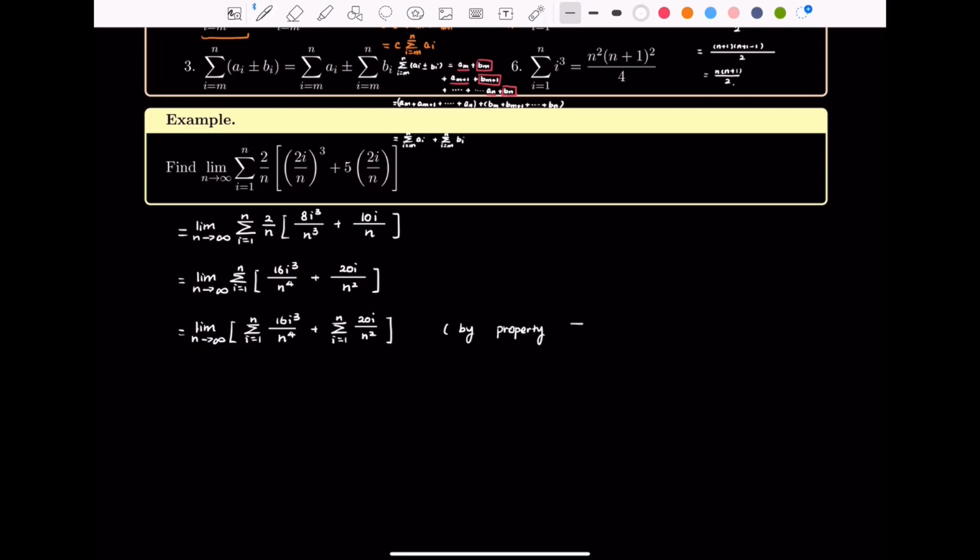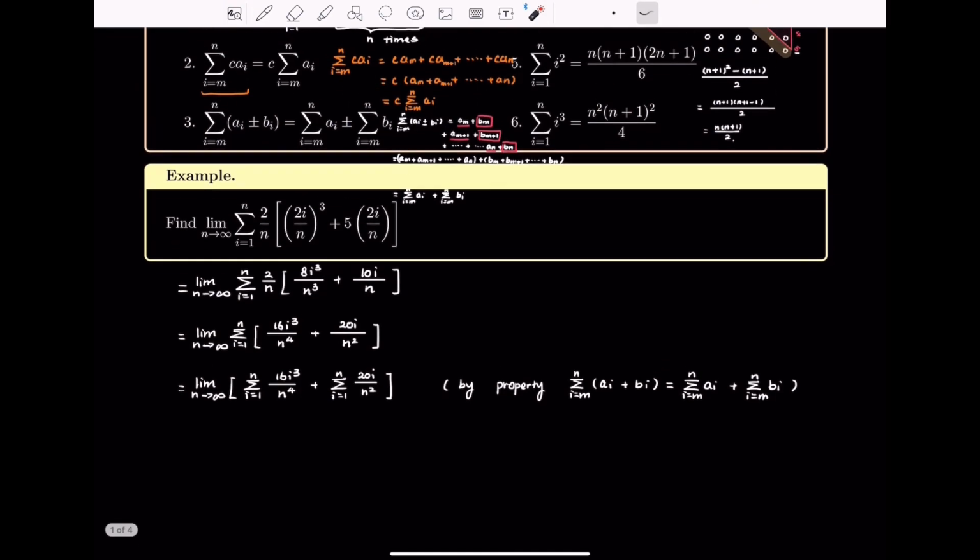sum of 2 terms. Here I use a plus version, so I'm only going to write the plus version: the sum of a_i plus the sum from i equals 1 to n of b_i. So this is the property I used. Now I have two summations, okay?